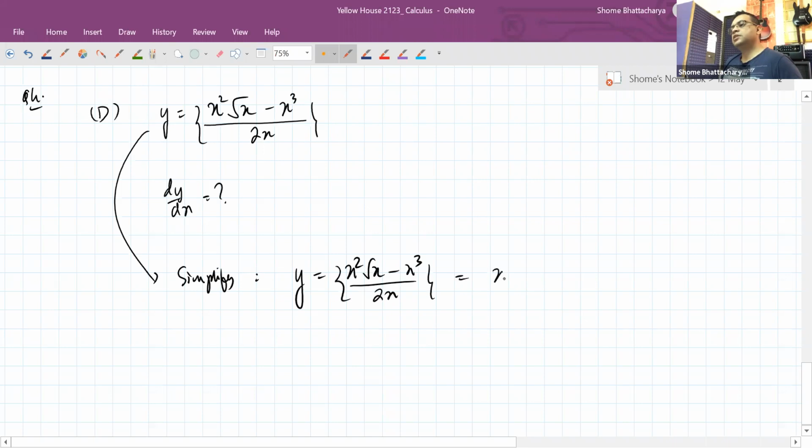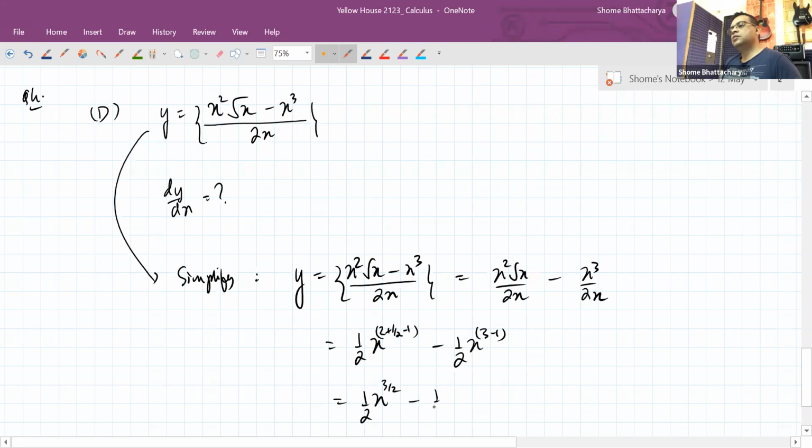So we can write this as x square root x by 2x minus x cube by 2x first. Okay. And then further we can simplify it as 1 by 2 into x to the power 2 plus half minus 1, minus 1 by 2 into x to the power 3 minus 1. So that will make it this. Okay. And then it is fairly simpler to differentiate.